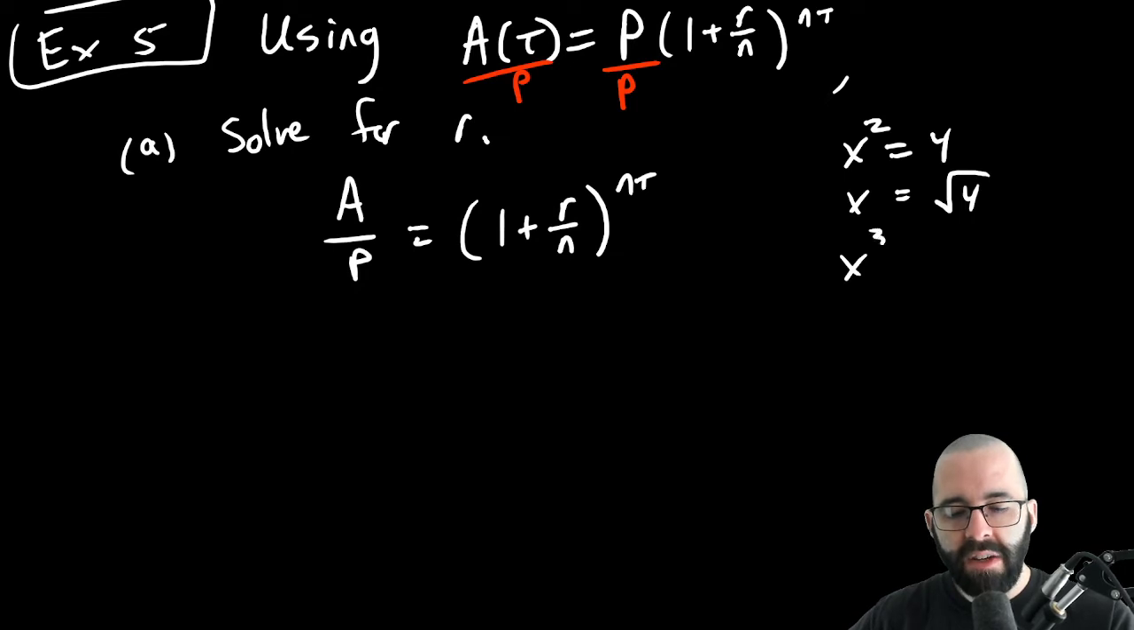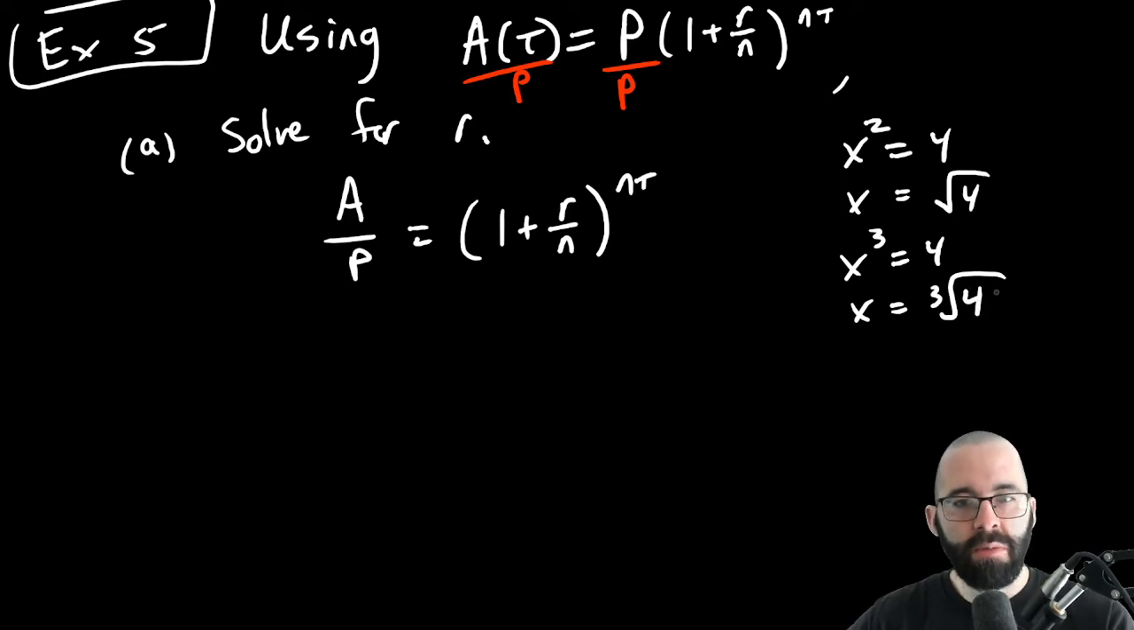Well, if I had x cubed equals 4, how would we solve that? We'd take the cube root of both sides. Our exponent here now is nt, so we're going to take the root of both sides, just like we did in these other examples, but now it'll be the ntth root.